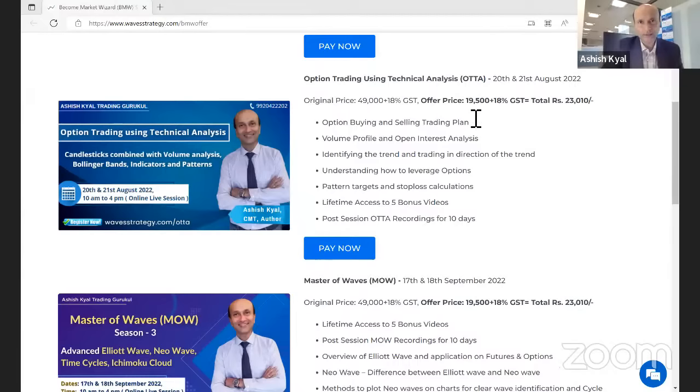I'm open for questions. Any questions? Basis of Purnima, basis of the lunar cycle that we saw, Neo Wave that we saw, option chart, volume profile.